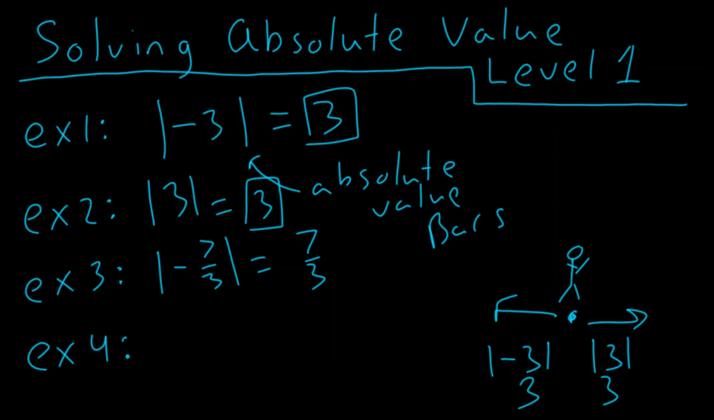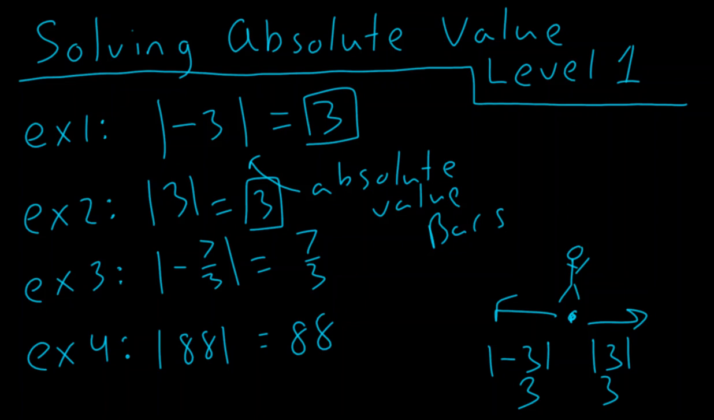Okay, let's try another one. What if we had the absolute value of +88, a large number? Well, the absolute value of +88 is 88. So anything that goes inside has to come out as a positive. Easy. Okay, so let's go ahead and practice the problems that you're about to practice.